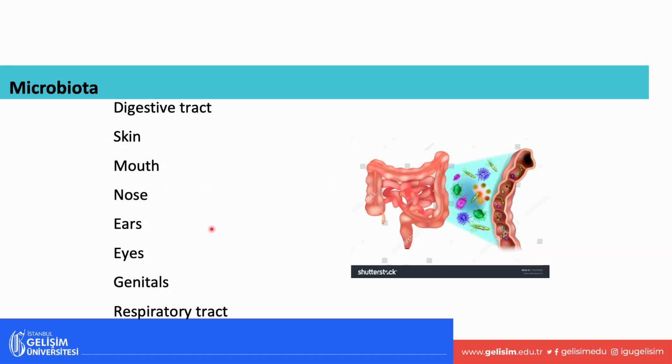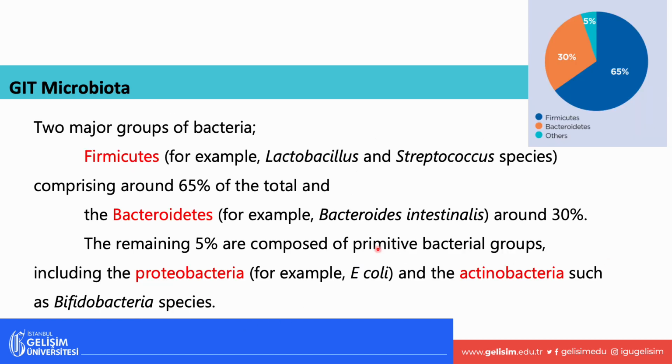So again, we can find microbiota literally throughout our entire body, everywhere. Digestive tract, skin, mouth, nose, ears, eyes, genitals, respiratory tracts. They're found all over. Right. The gut microbiota is a community of microorganisms that live in the digestive tract of humans and animals, including bacteria, viruses, as well as fungi.